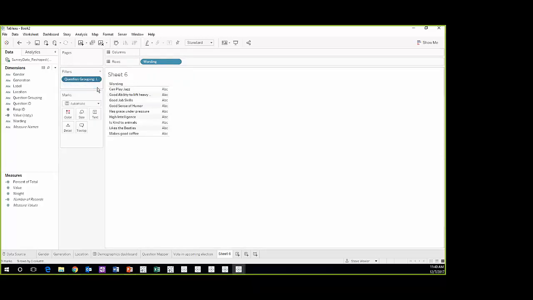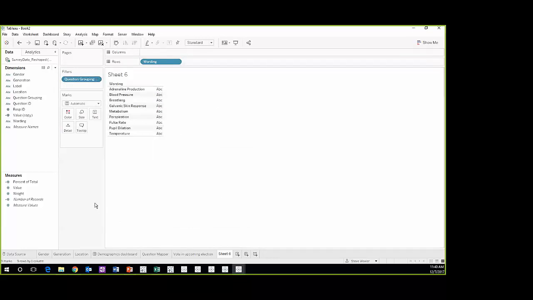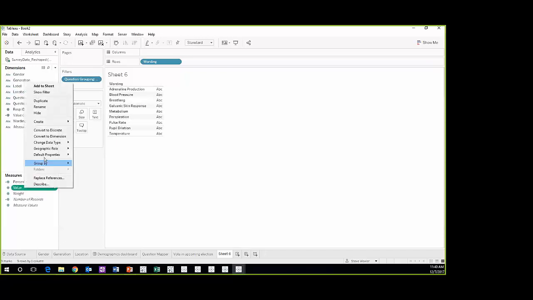Question grouping was, what do you measure? This is a check all that apply question. There we go. Do I measure adrenaline production? Do I measure blood pressure and so forth? And here is the calculation I'm going to fashion.